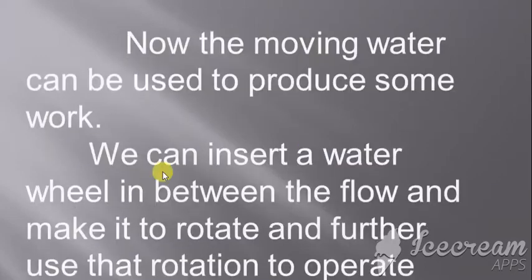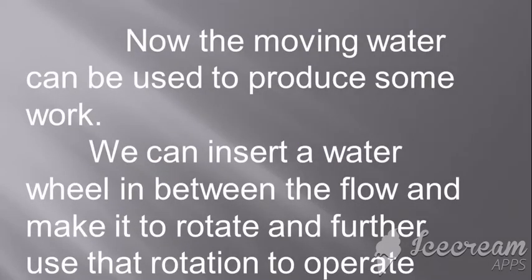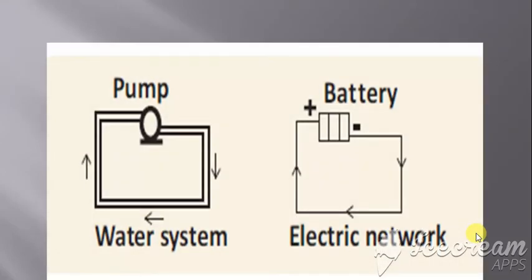That type of force is called electromotive force. Now, the moving water can be used to produce some work. We can insert a water wheel in between the flow and make it rotate. In the same way, in between the flow of water, we can make any wheel move and rotate. Clear?